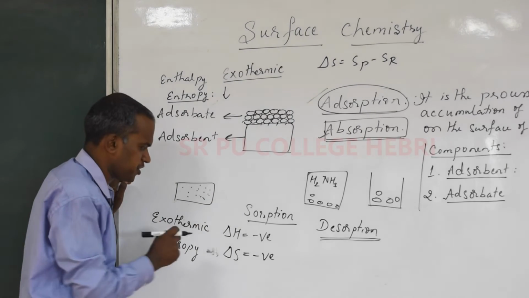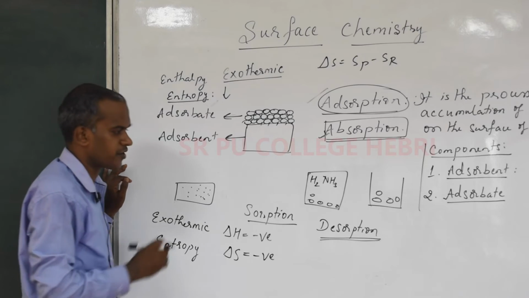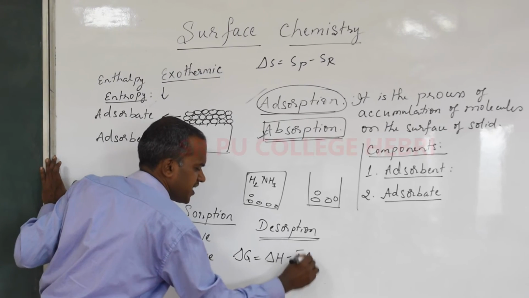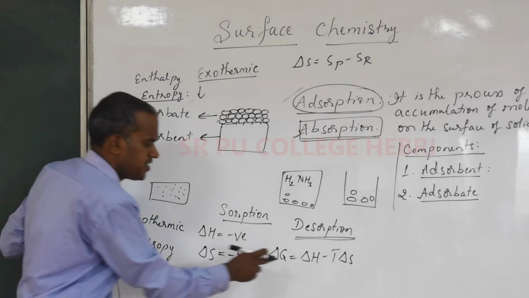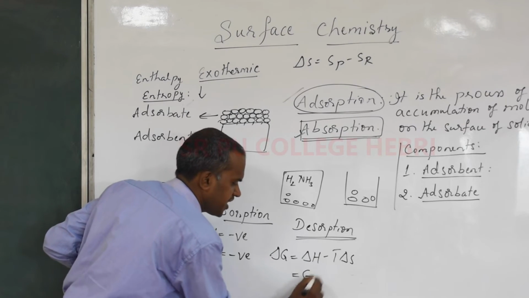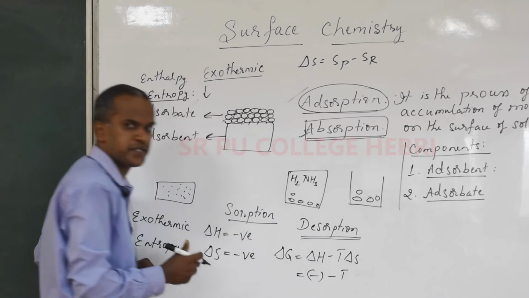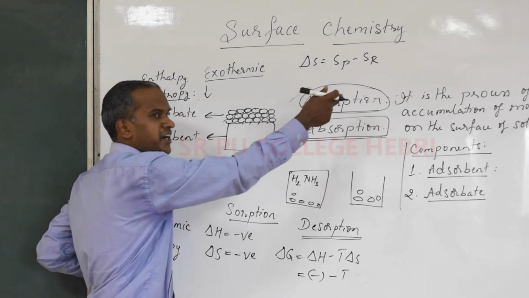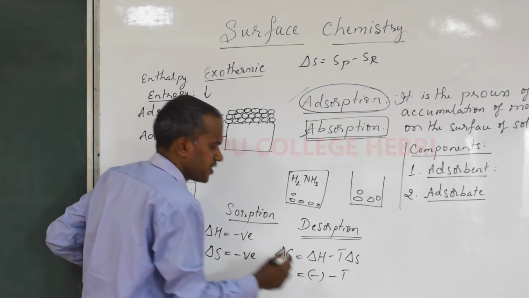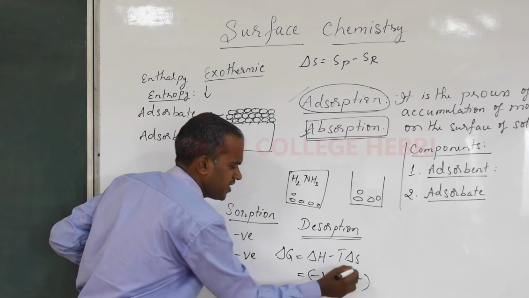Which expression is used to predict whether the process is spontaneous or non-spontaneous? You all studied the Gibbs equation, delta G is equal to delta H minus T delta S. It's a repetition from first year. Let me substitute the signs here. Delta H is negative because the process is exothermic. Minus T, whatever the temperature, because adsorption is of different types, and some may happen at low temperature, some may require high temperature. The temperature is not a factor now. Delta S, I told you, is negative. When you simplify, minus into minus becomes plus.